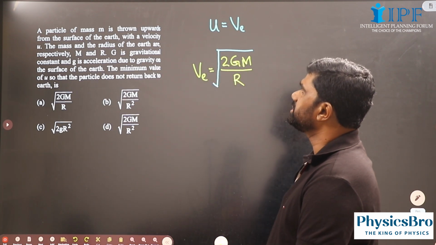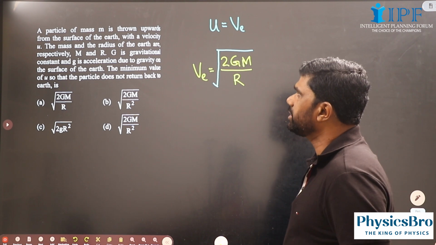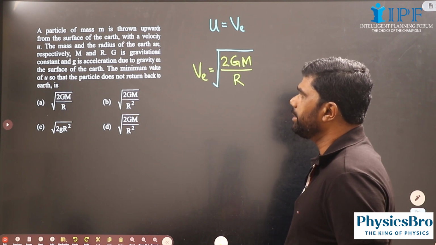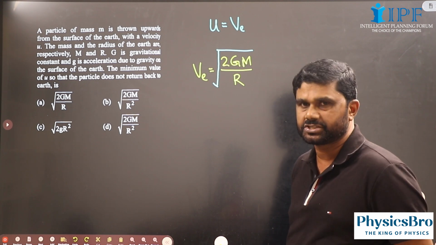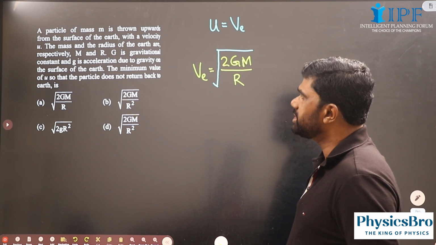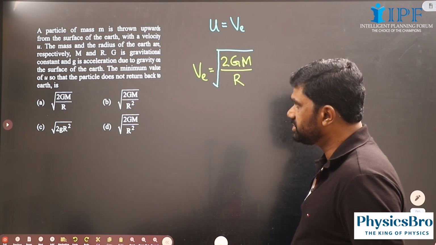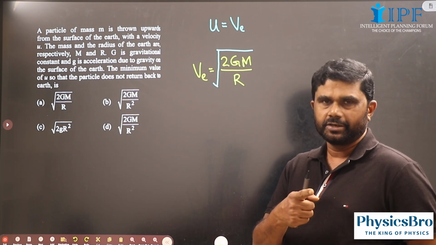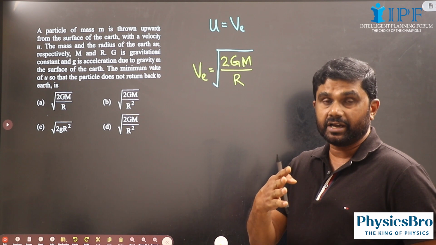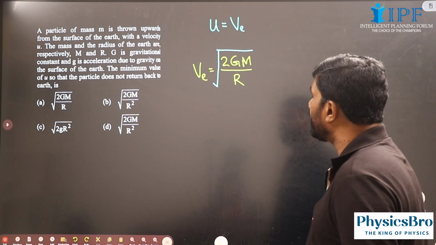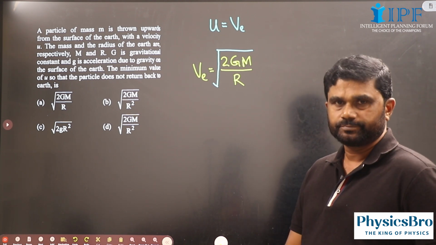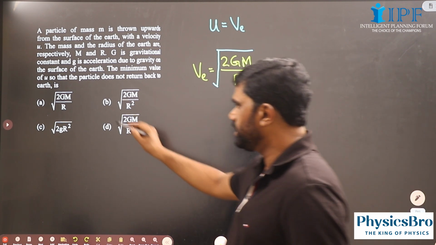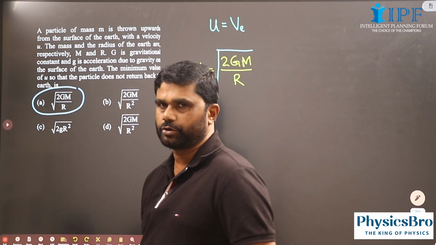A particle of mass m is thrown up from the surface of Earth with velocity u. The mass and the radius of the Earth are capital M and capital R. G is the universal gravitation constant, and g is the acceleration due to gravity on the surface of Earth. Find the minimum value of u so that the particle does not return. Means we have to find the escape speed. So that is root of 2GM by R. Root of 2GM by R means this must be the correct option.